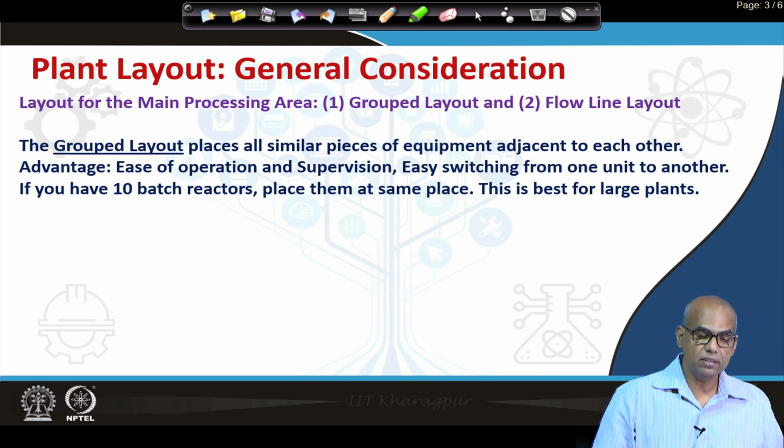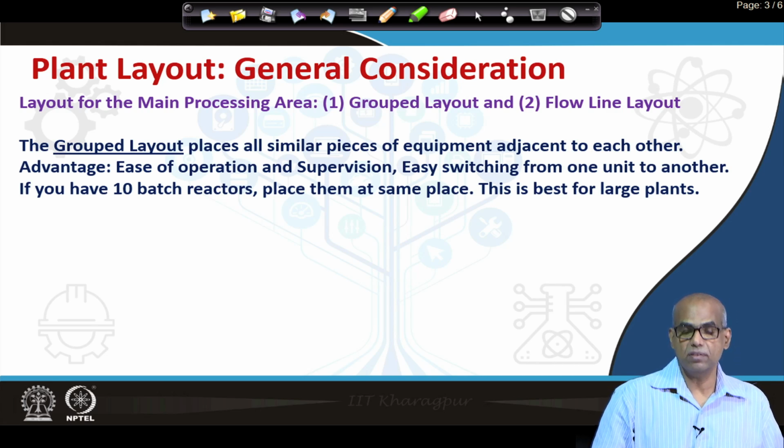So, what is the advantage? This leads to ease of operation, ease of supervision. Also, it is easy to switch from one unit to another. Imagine there are 10 batch reactors in your plant. So, you should place them at the same place.